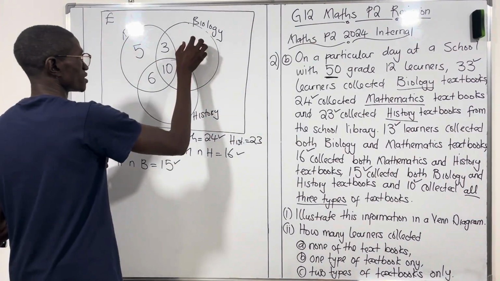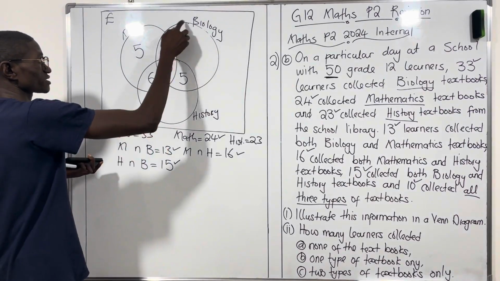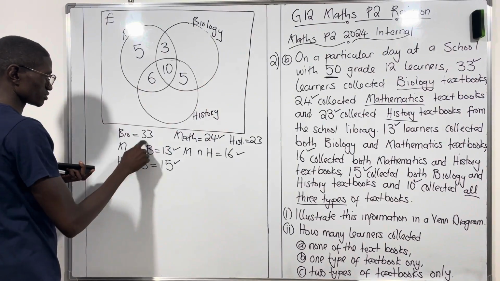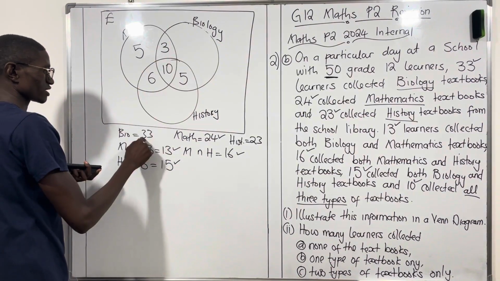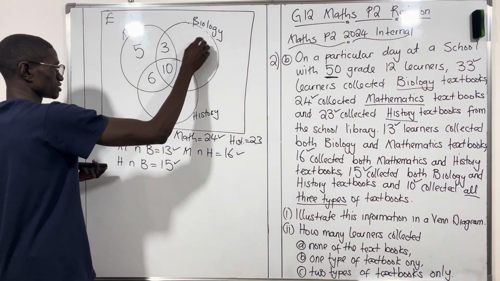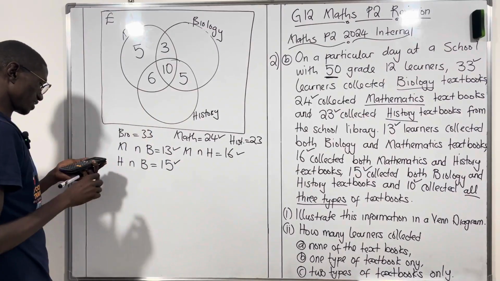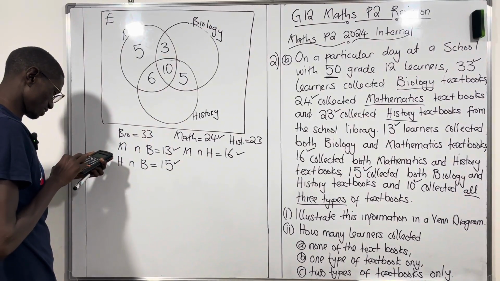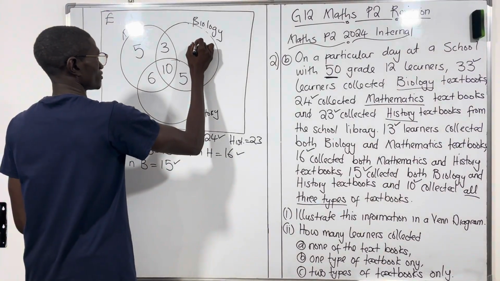We come to this one here. How do we find the value to put here? We look at the total. What's the total for biology? Biology, we say the total should be 33. So we add everything we have there, we subtract from 33, it will give us the value to put in this segment. So there we have 15, 18. So 33 minus 18, giving us 15. So I'm going to have our 15 there.